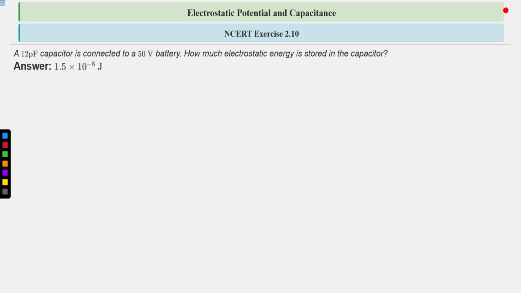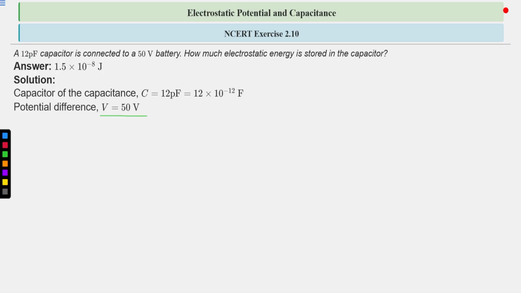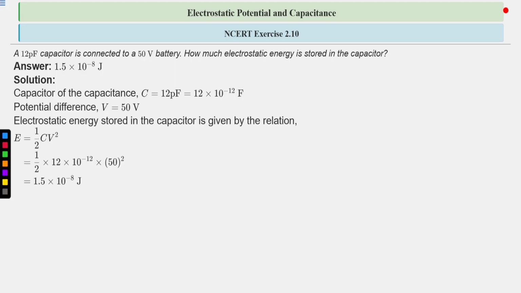So this is the question, and the answer is 1.5 into 10 to the power minus 8 joule. Solution. Capacitor of capacitance C equal to 12 picofarad, which is 12 into 10 to the power minus 12 farad, and potential difference is given, V equal to 50 volt. Electrostatic energy stored in the capacitor is given by the relation U, or we can say E, equal to half CV square.